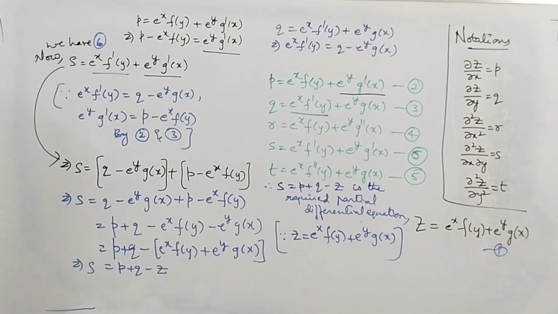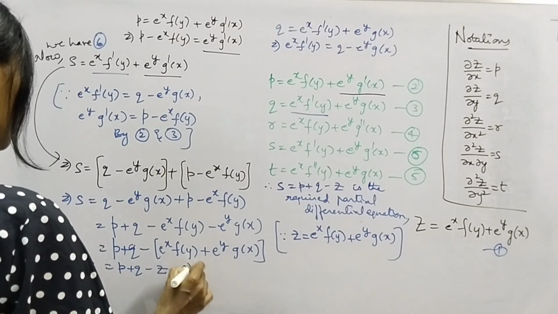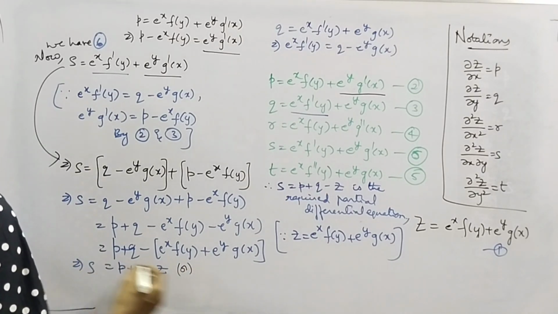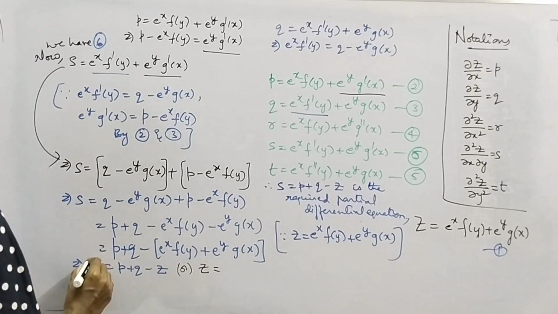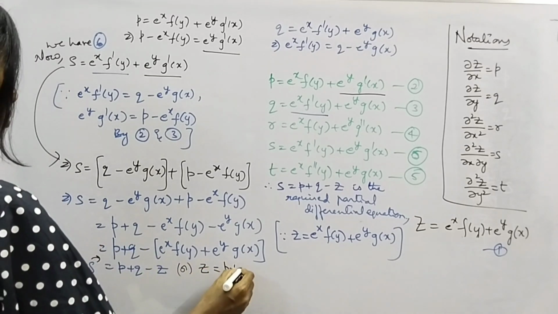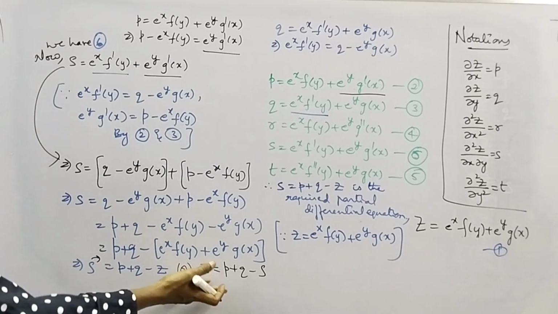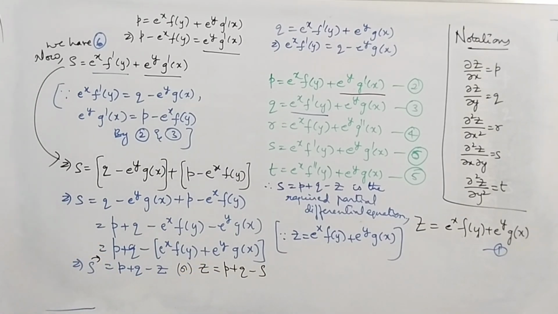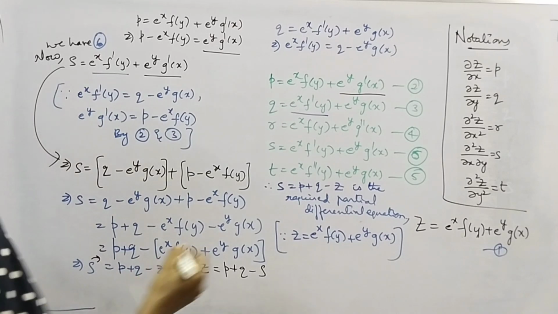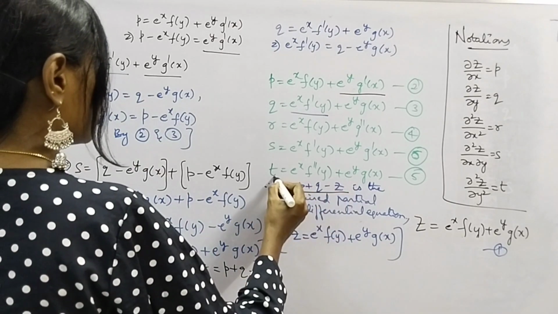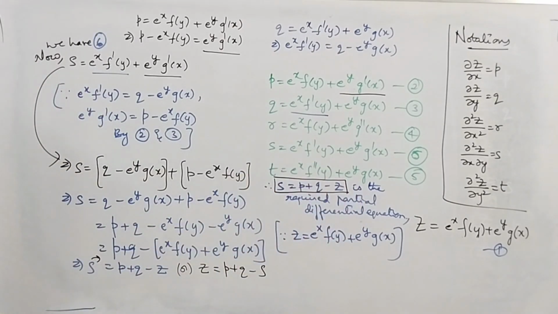Okay, you can also write this equation as, you can bring this z to LHS, you'll get z equal to, and take this s to RHS, p plus q minus s. Some may like to write in the form of z equal to, so you can write it like this also. Fine. So we got the answer, s equal to p plus q minus z, which is the required partial differential equation.